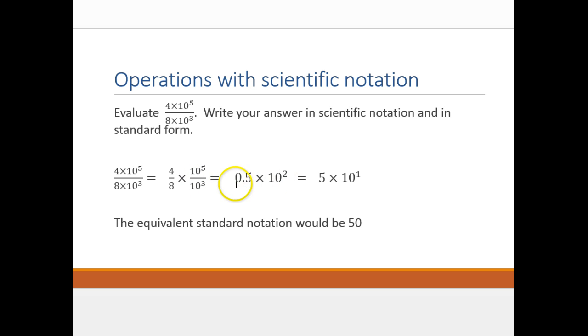Again, this is almost perfect scientific notation, but I cannot have nothing to the left of my number. I have to have a non-zero digit to the left of the decimal. So I have to shift my decimal over one place to the right. And when I shift it to the right, I subtract. So 0.5 times 10 squared, I've got to take away 1 from the exponent. This becomes 5 times 10 to the first. And in standard notation, that's simply 50. Well, obviously 5 times 10 to the first is not necessarily much better than 50, so a lot of times we are going to just leave it as 50.